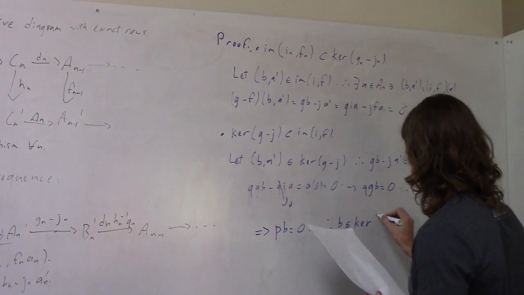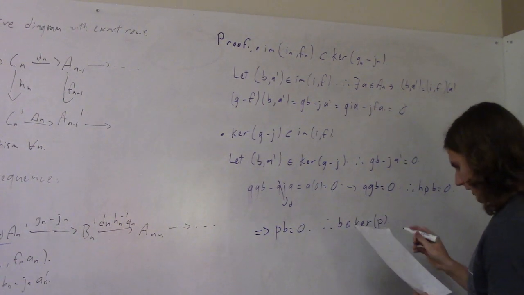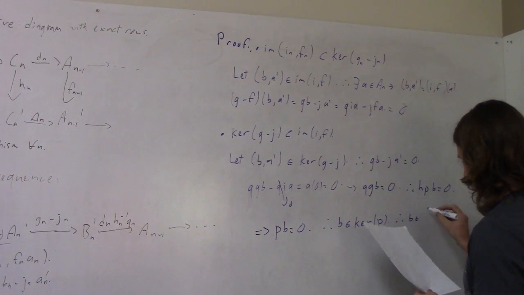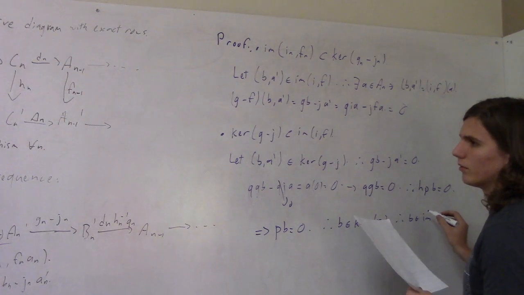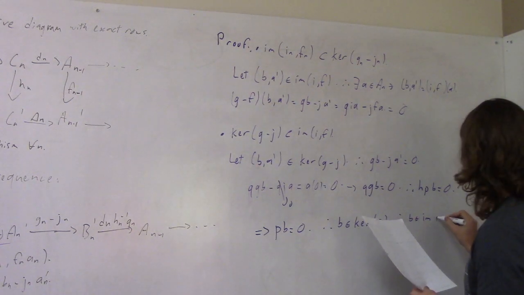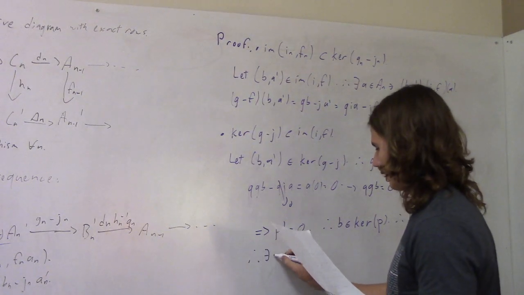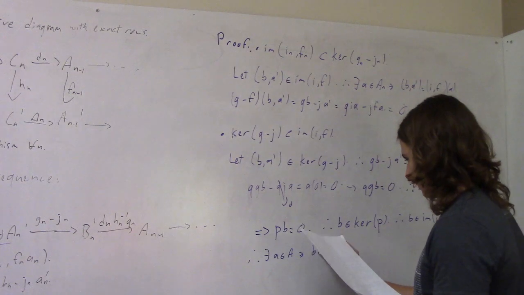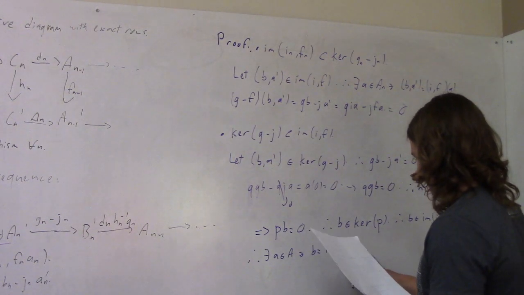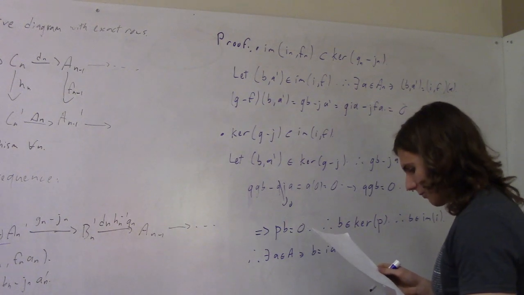B is an element of the kernel of P. Therefore, by exactness, B is an element of the image of I. Wait, kernel of P, image of I. So that means there exists an element A of A such that B is equal to IA. Hey, that might be a good candidate to use. We'll find out if it works. Spoiler, it doesn't.